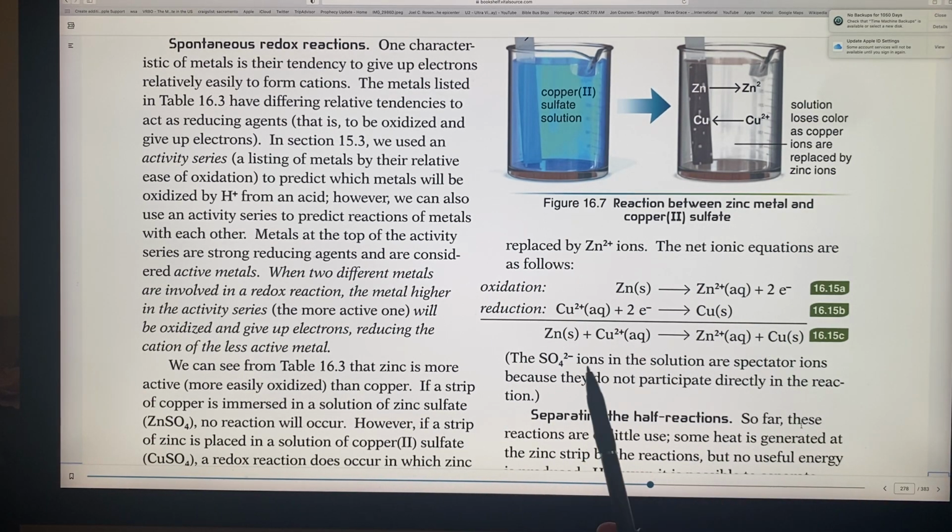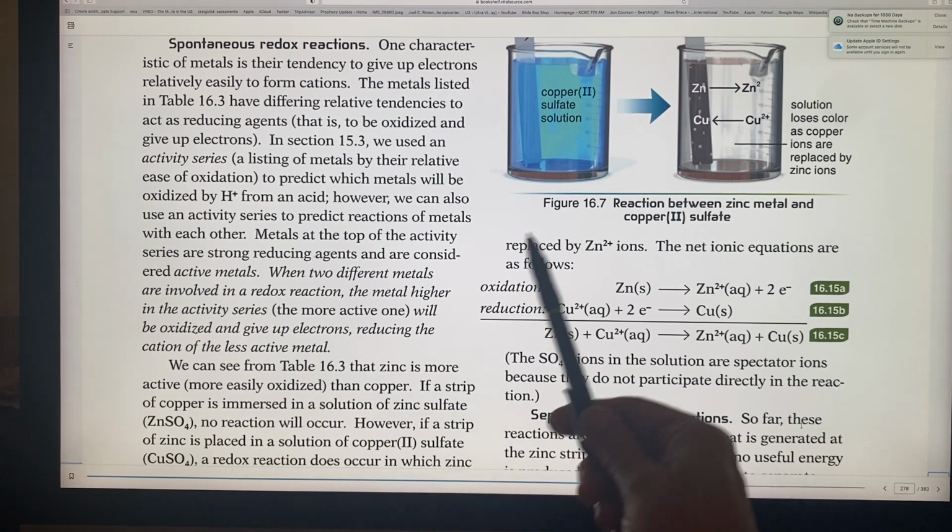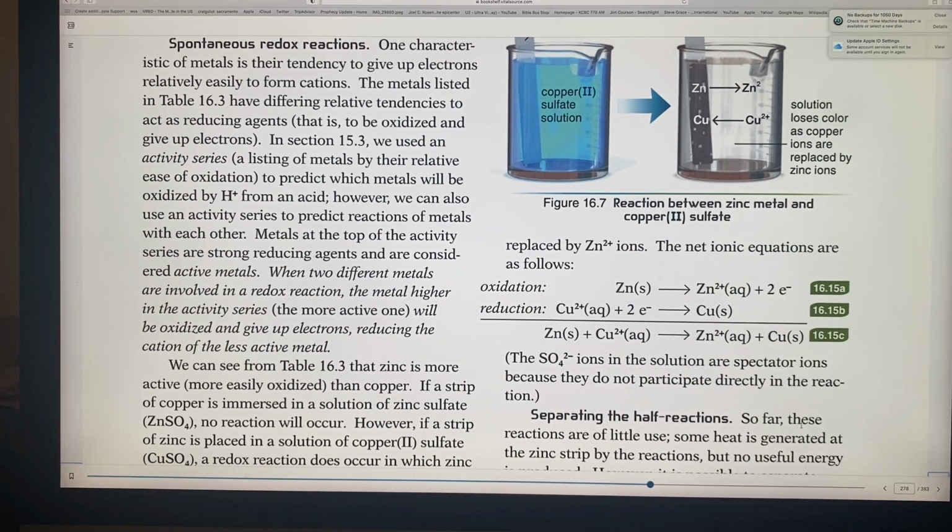The sulfate ions here in the solution are just spectator ions. They have to be there, but they do not participate directly in the reaction at all. Because you're going to have copper sulfate to make the copper in the water. So you have copper sulfate in the water. The sulfate ions are just spectators. So now we're talking about these Voltaic cells.